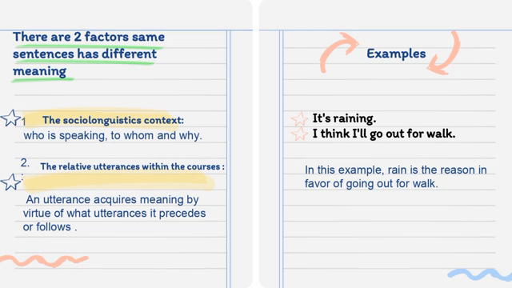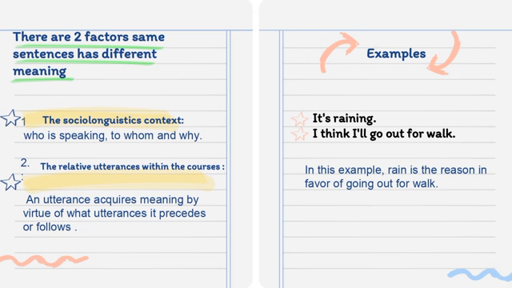There are 2 factors why the same sentence can have different meanings. The first is the sociolinguistic context, who is speaking to whom and why. The meaning changes according to the relationship between the participants in the dialogue and according to their reason for speaking. And the second is the relative position of the utterance within the discourse. An utterance acquires meaning by virtue of what utterance it precedes or follows. We might call this the discoursal meaning.